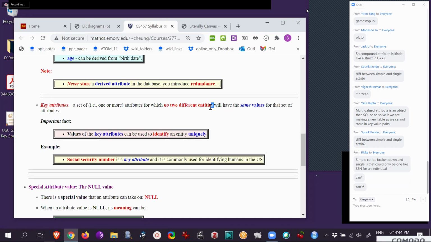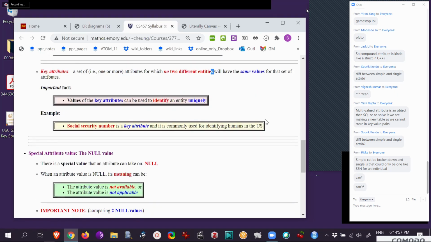Occurrences, yes, but not entities. Simple can be broken down into single, yeah, correct. So simple, well, no. I mean, simple cannot be broken down. So please don't say that. Simple and single are basically the same, okay? So don't make it more complex than it is.